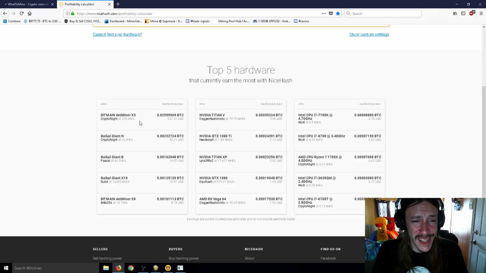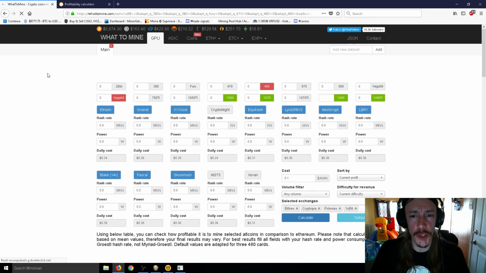On the left side you can see ASICs and what they make. The Antminer X3 right now supposedly makes $222 a day, but that's not really the case. Antminer was mining Kryptonite with these for several months before they had even released or announced them, and now on March 28th, which is just in a few days, there's going to be a hard fork of Monero, so these will actually not be able to mine Monero. So this is sort of a false profit, and you will not actually see those profits, so don't buy an X3.